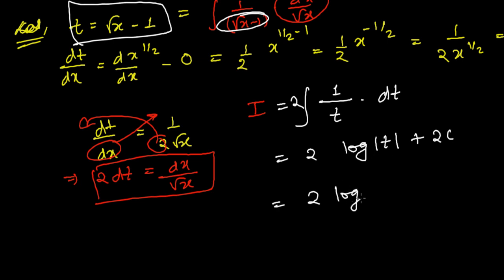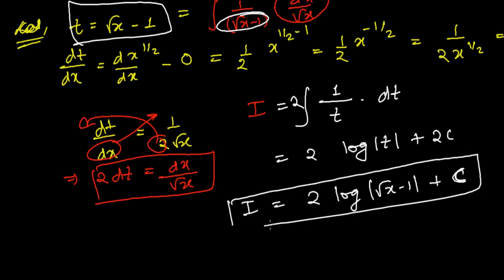I'm just going to replace the value of t. t is root x minus 1. So it's 2 log of the absolute value of root x minus 1, plus a constant, since 2c is again a constant. Now this is the solution. That's it.